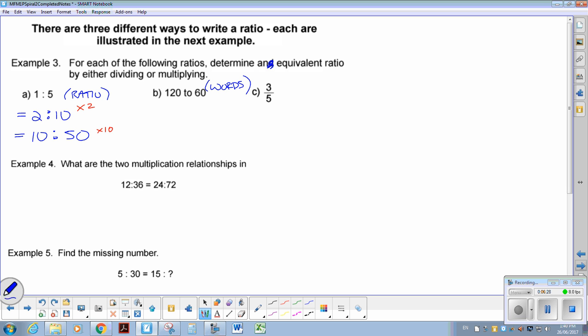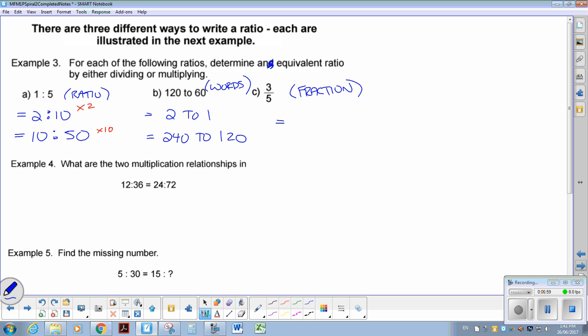So what's an equivalent expression? 120 to 60. Well, 120 is twice 60, so we can divide both sides by 60. So we could say 2 to 1. We could double both sides. So 120 times 2 is 240, and 60 times 2 is 120. So 240 to 120. And your third and final form is the fraction.